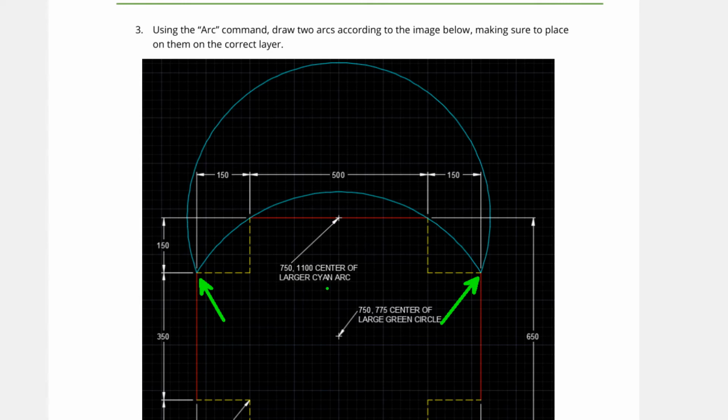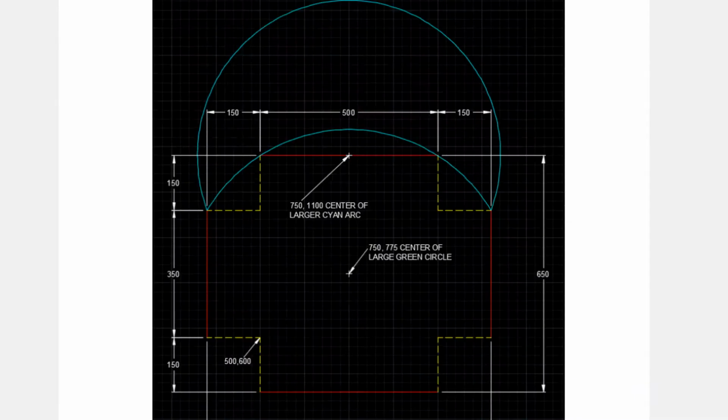All right. It says that the larger cyan arc has this center right here. That looks like the midpoint of that line, or 750, 1100. All right. Now, it looks like this might be the center of the smaller arc, but it's not. That's for a circle. That's something that's coming up later. So instead, the smaller arc is actually just touching these corners here. So we'll do that in a moment, but first let's focus on the large arc.